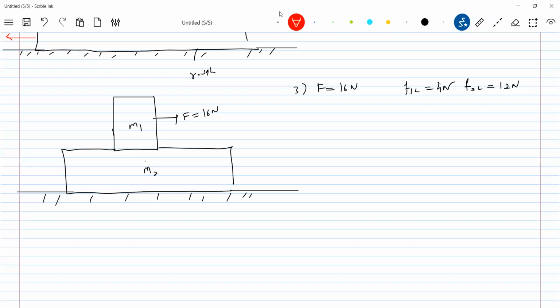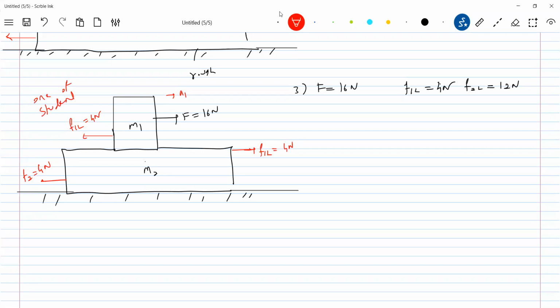See, I'll tell you what a student actually does. I'll just show it here. So here F1L, no problem. F1L is how much? 4 Newton, and this will accelerate. Nothing wrong. But this 4 Newton cannot overcome 12 Newton. So the friction here will adjust itself to how much? 4 Newton, and the block M2 will not shift. So this is what we may think. This is one thing, and one of the students will think like this.